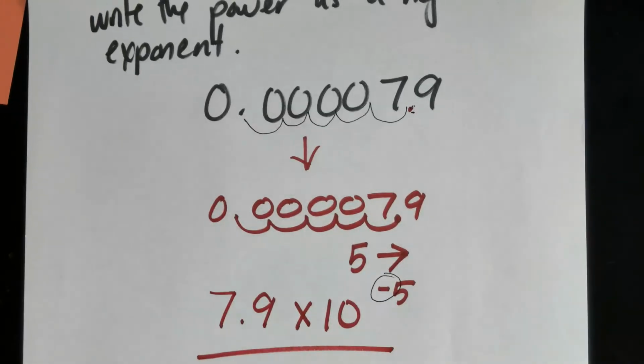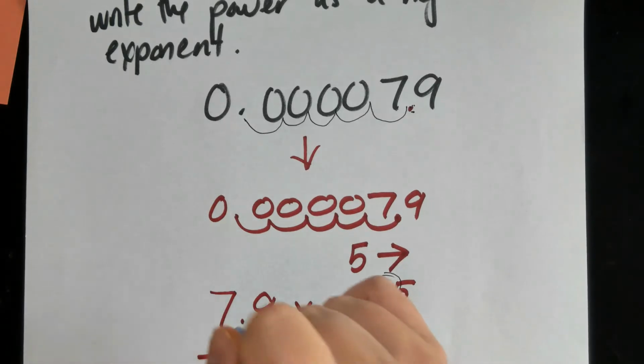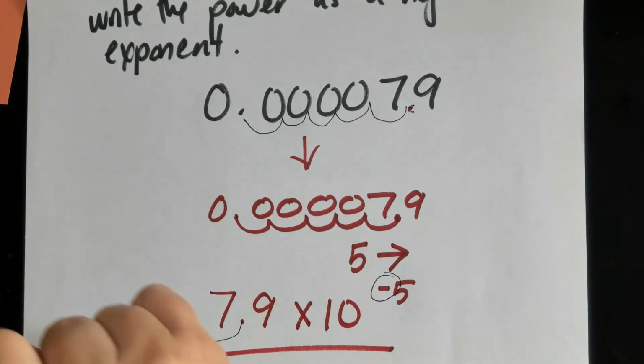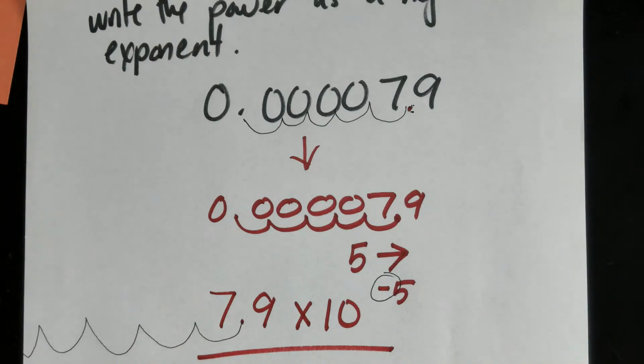Notice I have a negative exponent. That means I will move my decimal to the left. Okay?